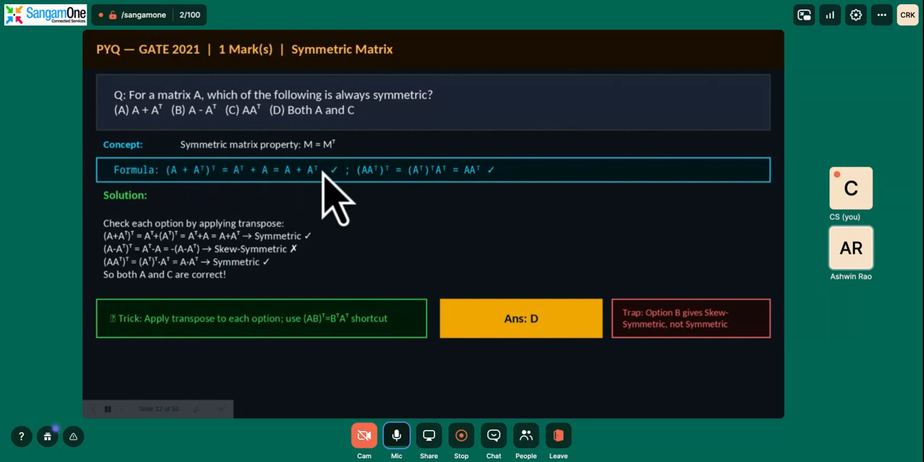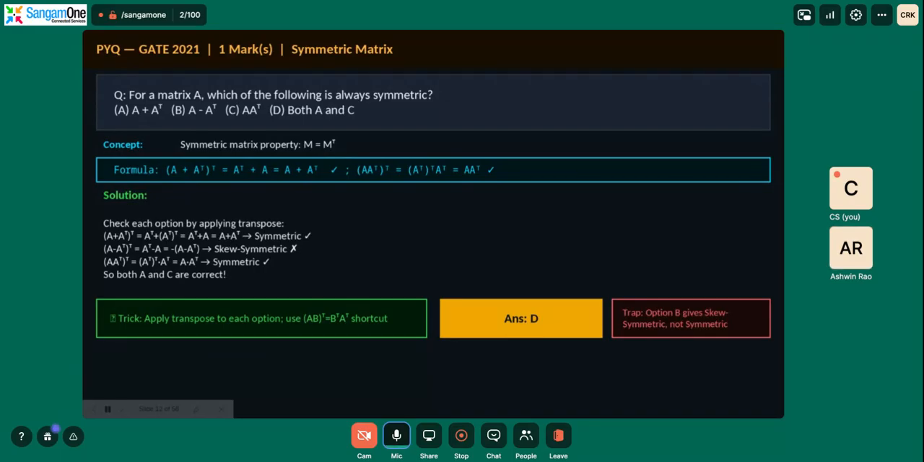If you memorize these formulas, it will be much easier when performing operations in the GATE exam. It will save much of your precious time. So the next question is: for matrix A, which of the following is always symmetric? Please check each option by applying transpose.